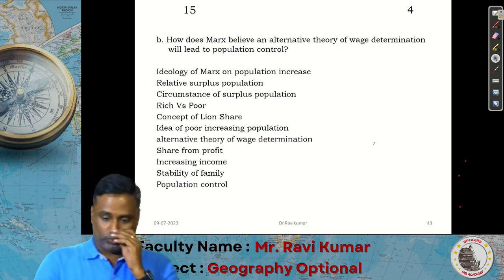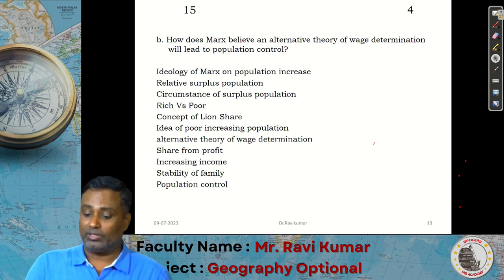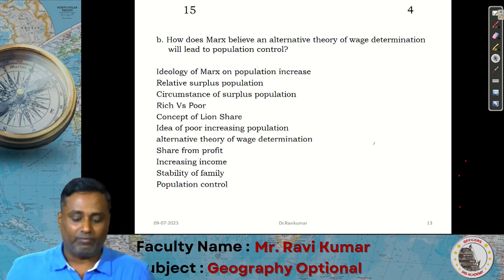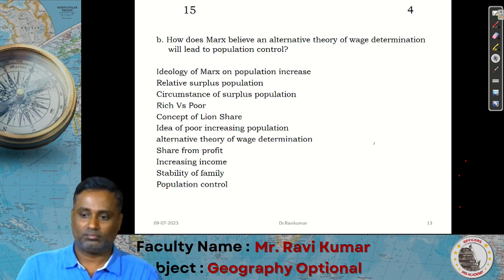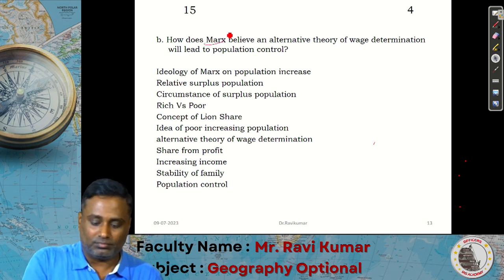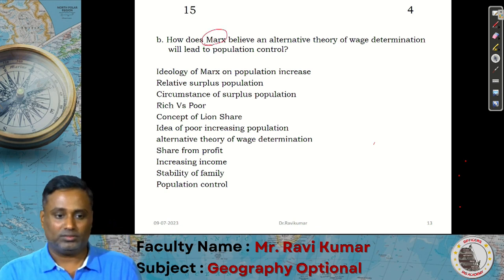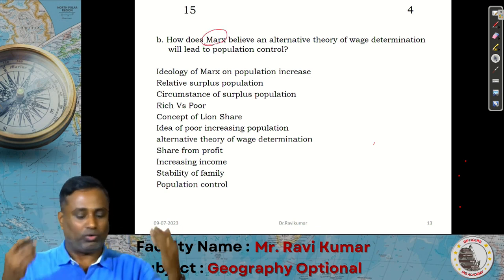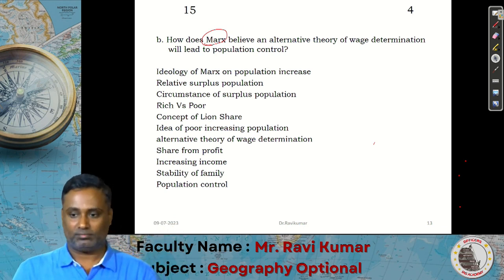Okay, now we go to the next question. How does Marx believe an alternative theory of wage determination will lead to population control? I have given the name Marx, so directly we have to write the contribution of Marx in population growth control. So we have to write everything, but we have to reorder the content based on the question.